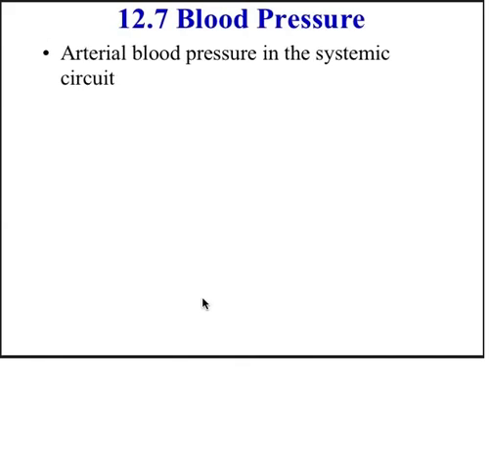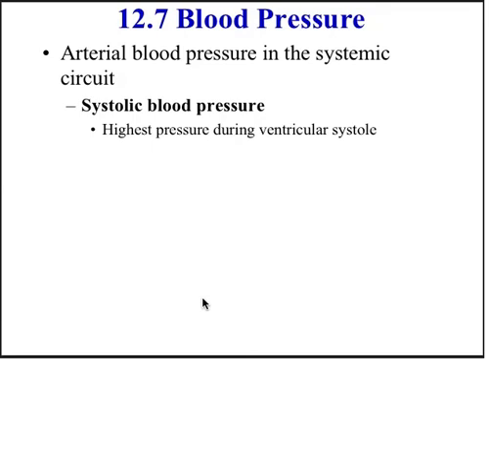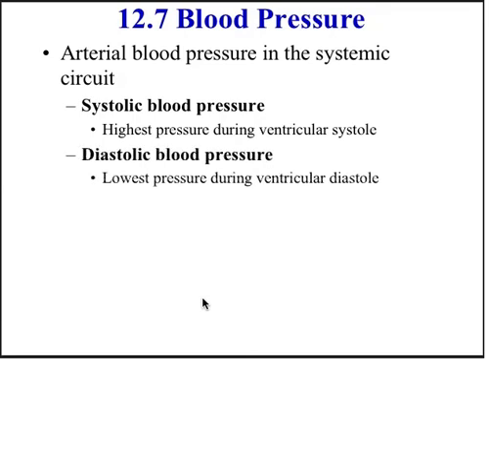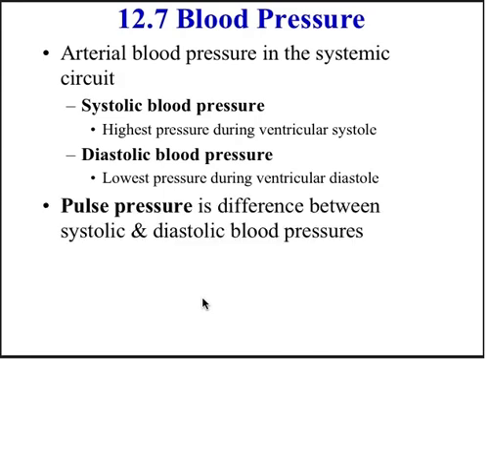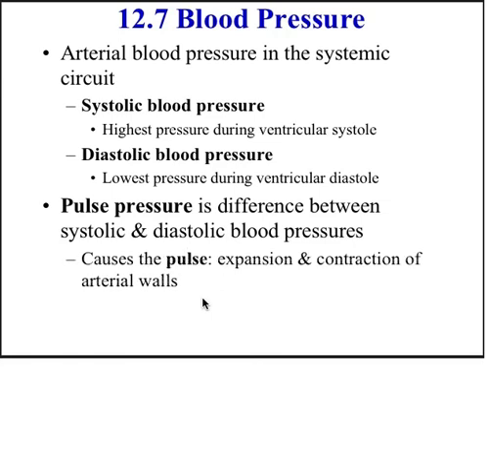Okay, blood pressure is simply a measurement of the force that the blood exerts on the walls of the vessels it's contained in. Arterial blood pressure in the systemic circuit is measured using systolic blood pressure, which is highest when the ventricles are squeezing, so during ventricular systole, and diastolic blood pressure, which is lowest during ventricular diastole. The pulse pressure is defined as the difference between the systolic and the diastolic blood pressures. It causes the pulse, which is the expansion and the contraction of the arterial walls.